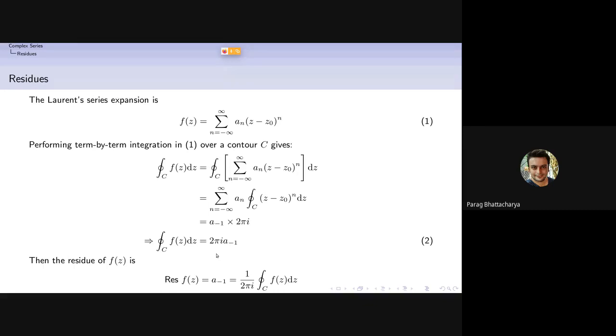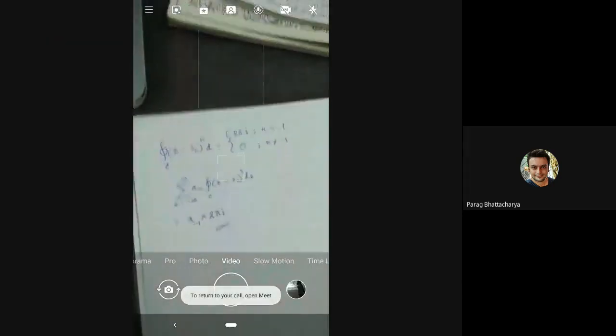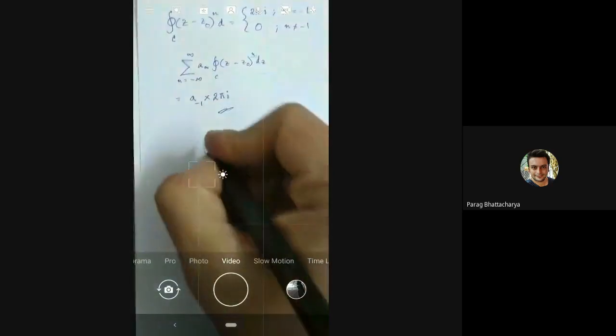In other words, this is what we have. Can you see my phone screen again? Yes, sir.